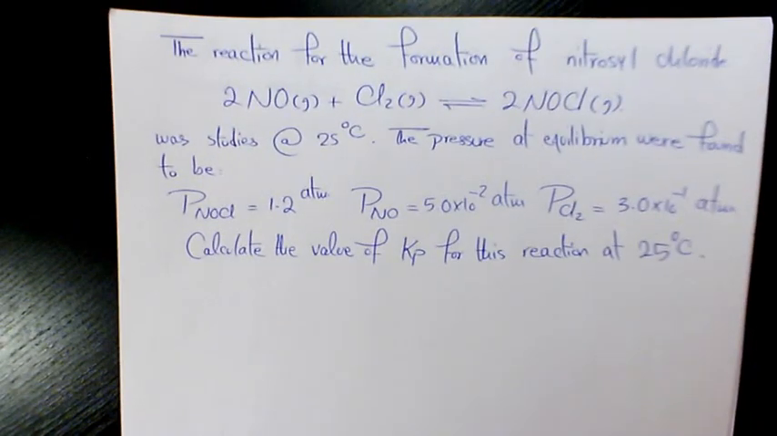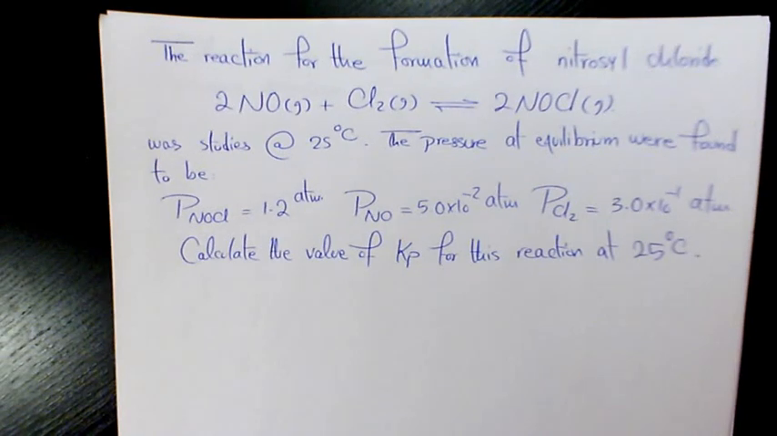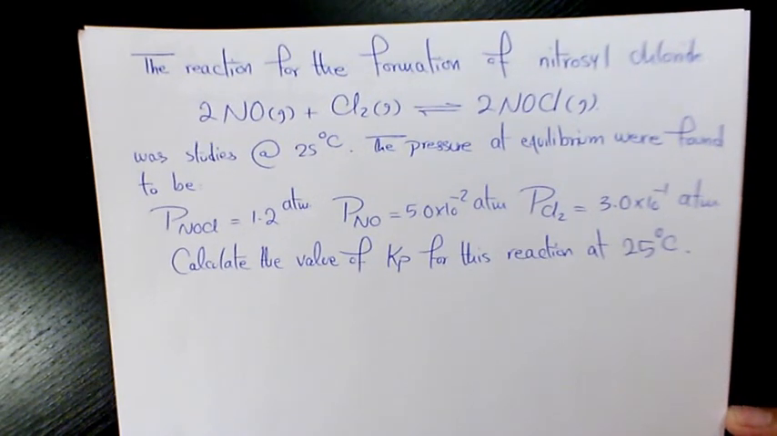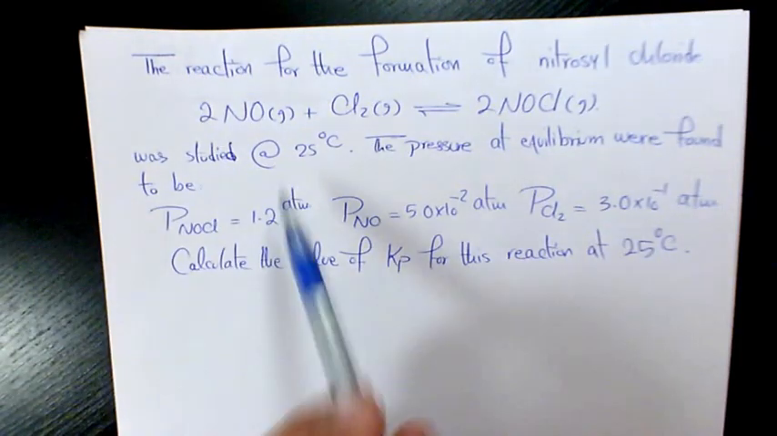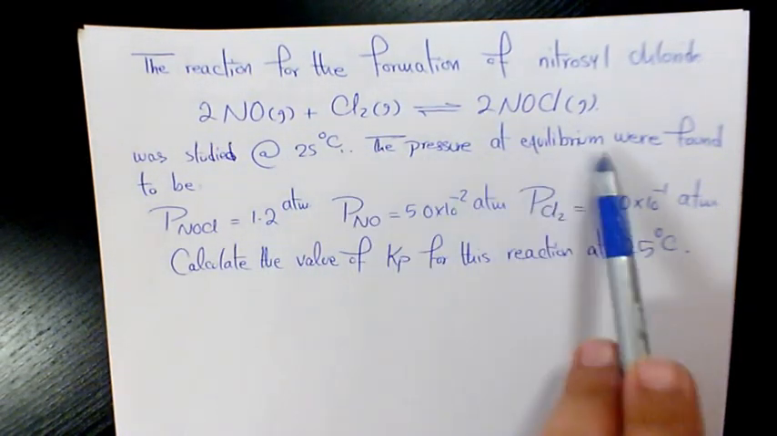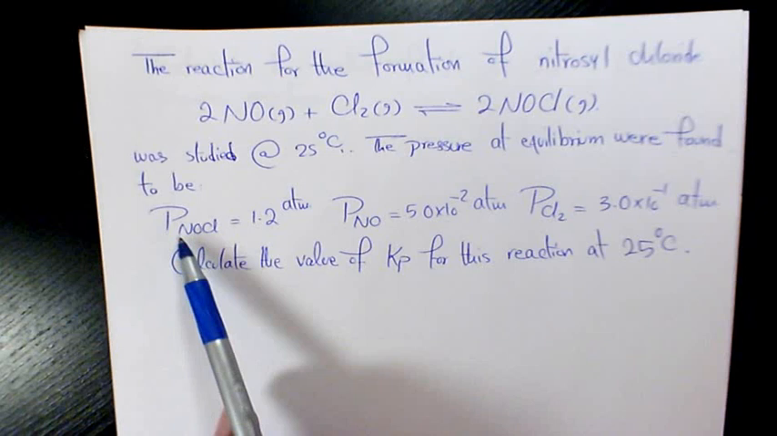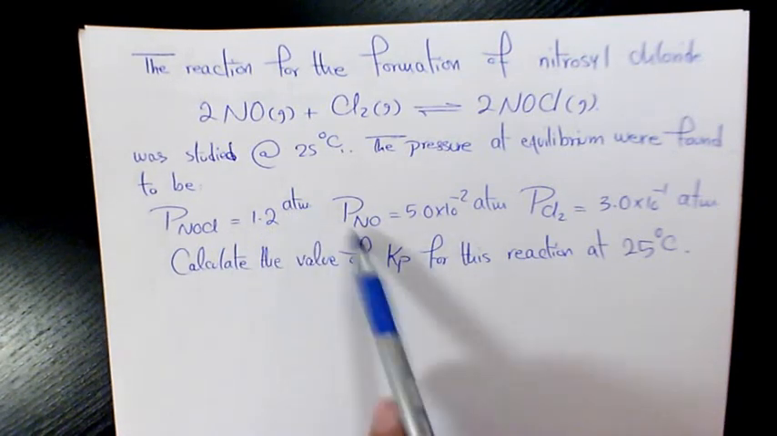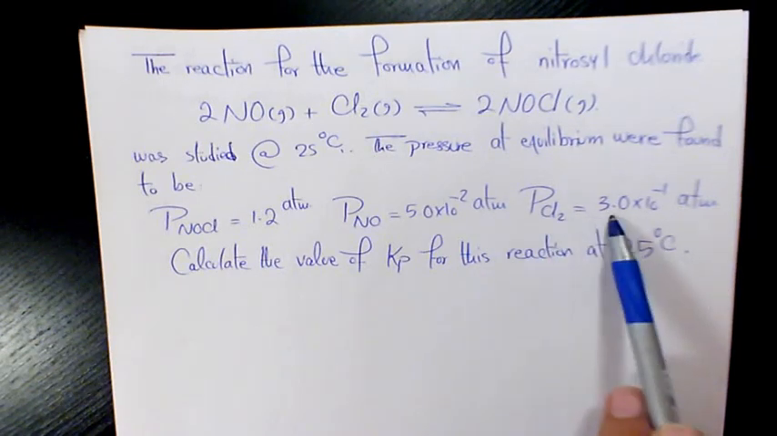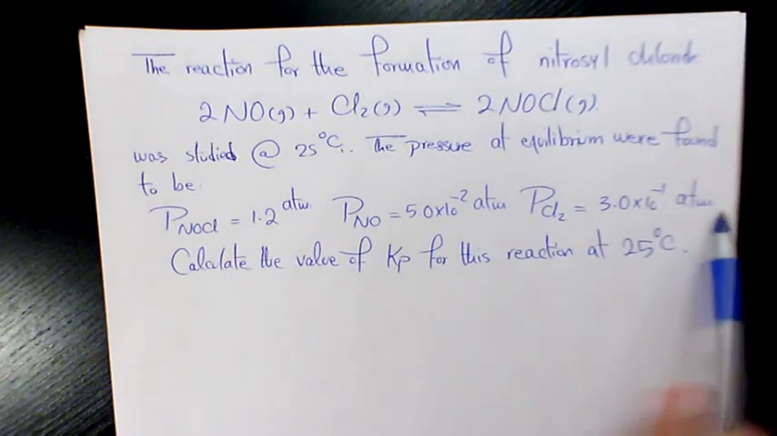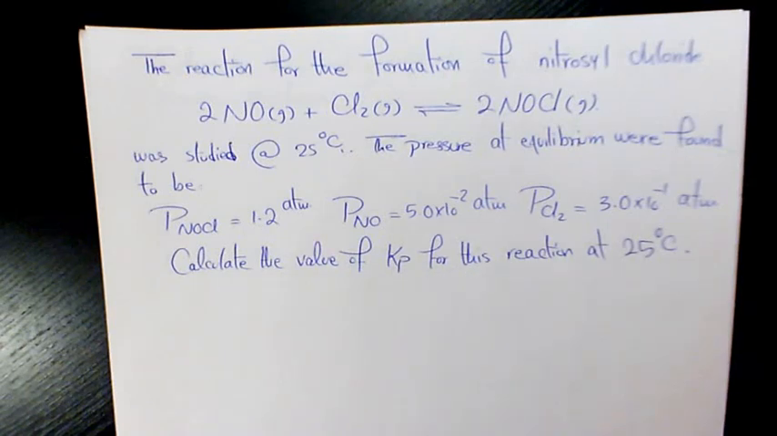Let's see an example. The reaction for the formation of nitrosyl chloride, 2NO plus Cl2 gives 2NOCl, all of them in gas phase, was studied at 25 degrees Celsius. The pressures at equilibrium were found to be: pressure of NOCl is 1.2 atm, pressure of NO is 5 times 10 to the power of negative 2 atm, and pressure of chlorine is 3 times 10 to the power of negative 1 atm. Calculate the value of Kp for this reaction at 25 degrees Celsius. All these pressures are the equilibrium pressures.